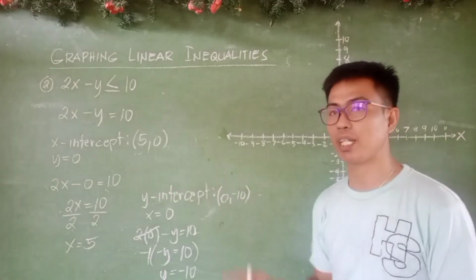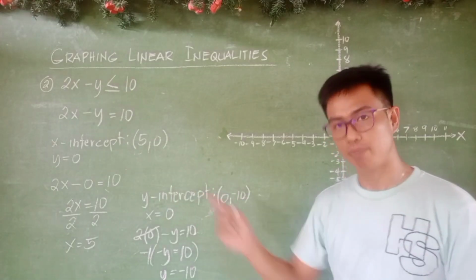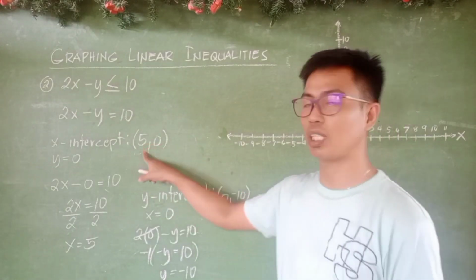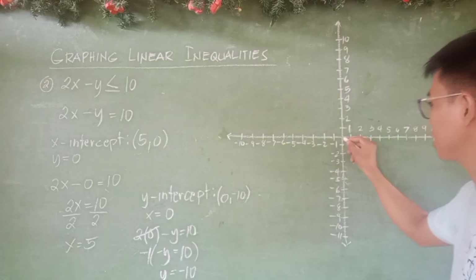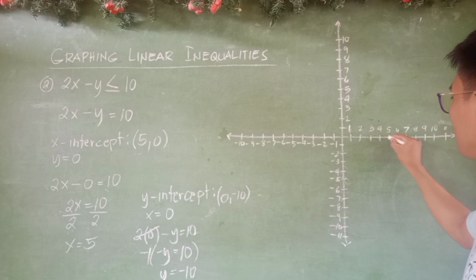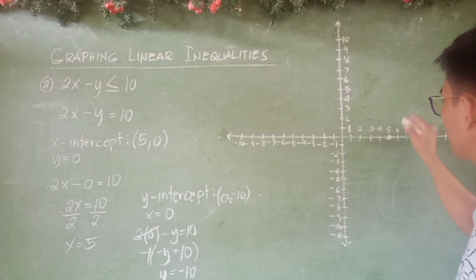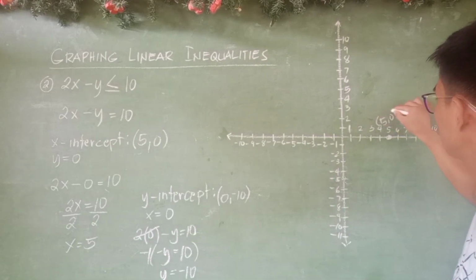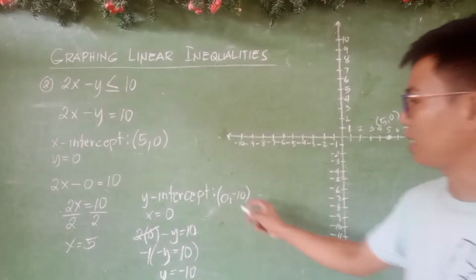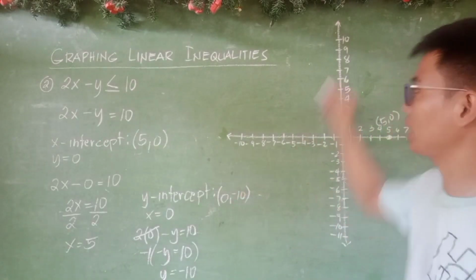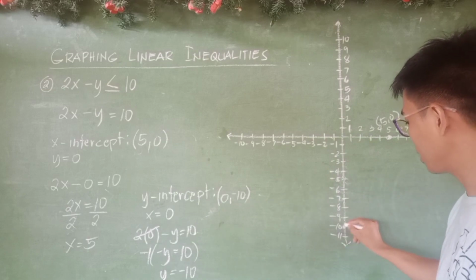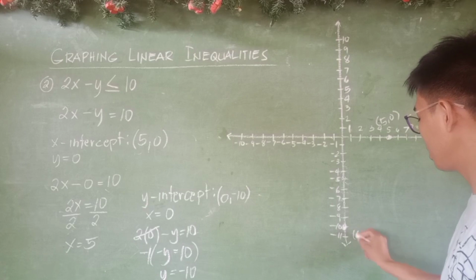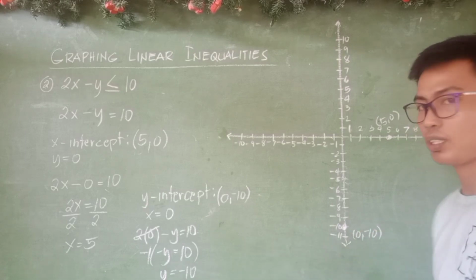Then after identifying the x- and y-intercept, plot na natin. So for the x-intercept, we have 5, 0. So hanapin lang natin yung 5 sa x-axis. 1, 2, 3, 4, 5. So nandito po siya. That is 5, 0. And our y-intercept is 0, negative 10. So nasa y-axis lang siya. Hanapin lang natin yung negative 10. So ito na siya. That is 0, negative 10.